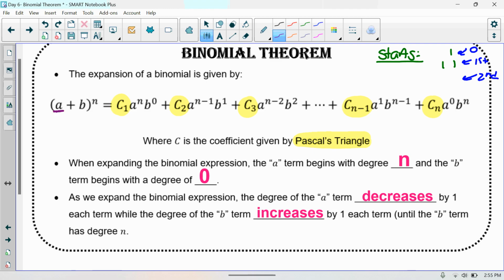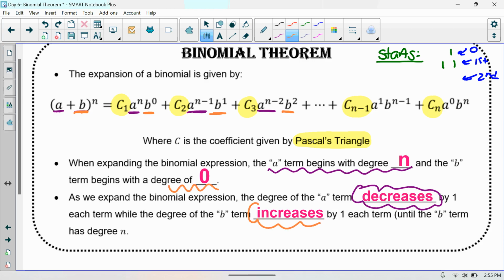Then I have my A term, which starts with degree n, and it decreases. Then I have my B term, which starts at 0, and it increases. This is the exact procedure that we followed. All you're going to do is just practice from here.